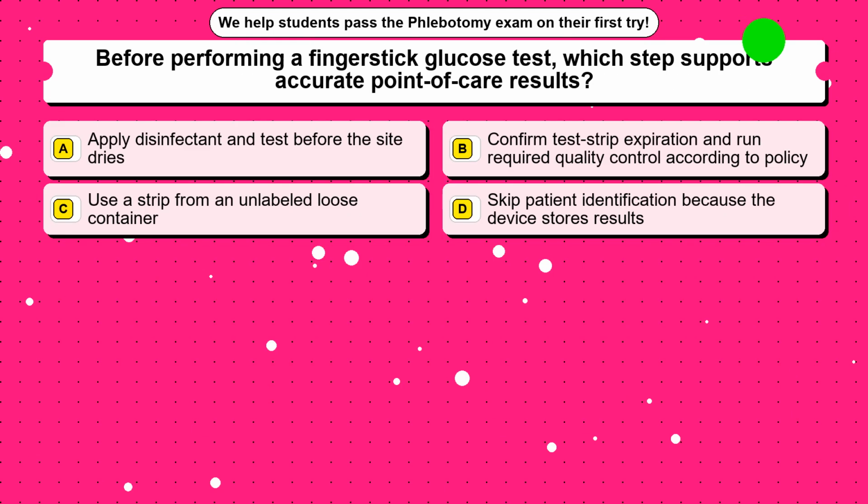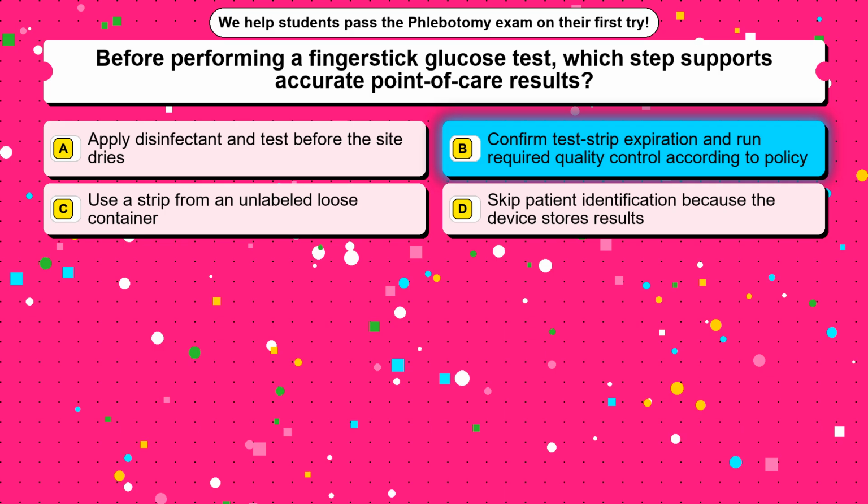Question 100. Before performing a fingerstick glucose test, which step supports accurate point-of-care results? Option A. Apply disinfectant and test before the site dries. Option B. Confirm test strip expiration and run required quality control according to policy. Option C. Use a strip from an unlabeled loose container. Option D. Skip patient identification because the device stores results. The correct answer is option B. Confirm test strip expiration and run required quality control according to policy.